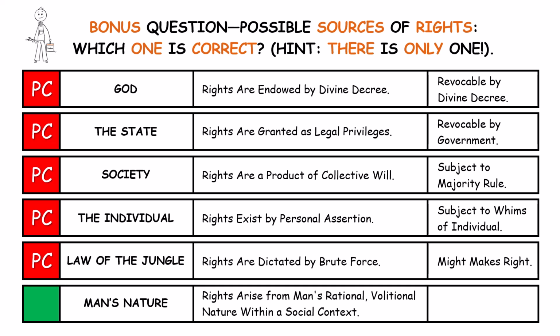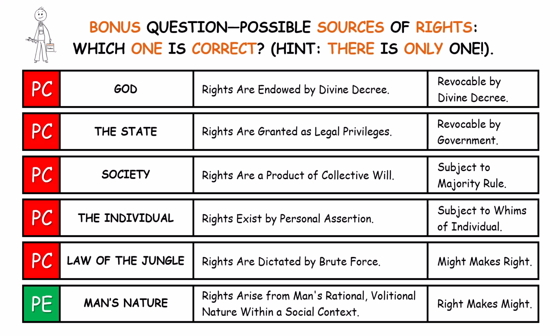How do we know man's nature is the true source of rights? Because rights arise from his rational, volitional nature within a social context, making them objective, not subjective, and rooted in the primacy of existence, not consciousness. Our examination of competing sources of rights, God, the state, society, the individual, and the law of the jungle, or the survival of the fittest, reveals that all but one share a fatal flaw. They are rooted in the primacy of consciousness.